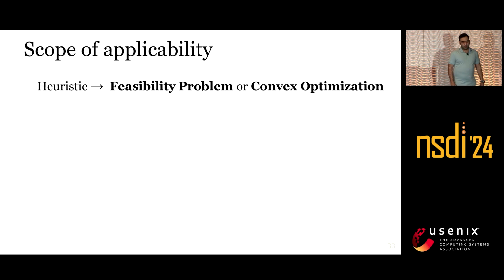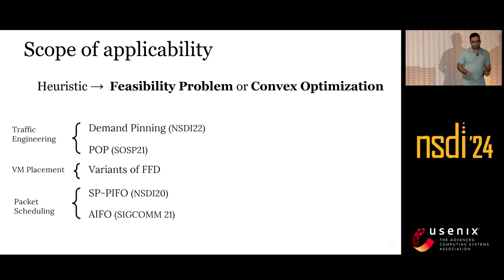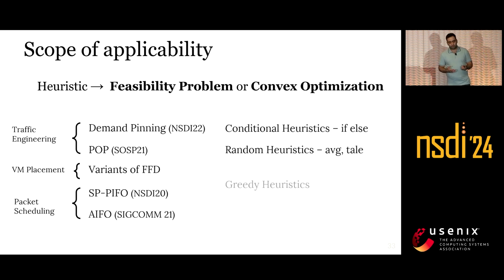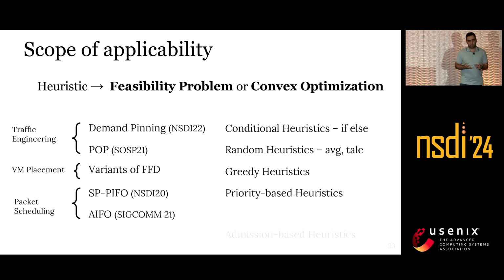So finally, where we can use MetaOpt. We can use MetaOpt to study heuristics that we can encode either as a convex optimization or as a feasibility problem, which is a type of optimization with no objective. We use it to study 5 different examples of heuristics across 3 different domains. And these examples cover different types of heuristics. Demand pinning is a conditional heuristic, POP is random, FFD is a greedy heuristic. We also support priority-based and admission-based heuristics.